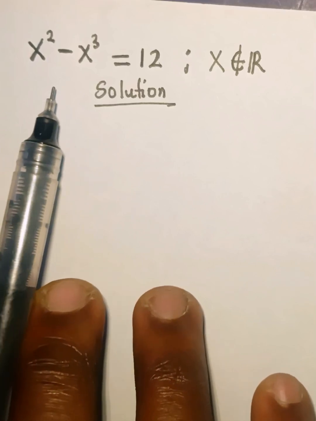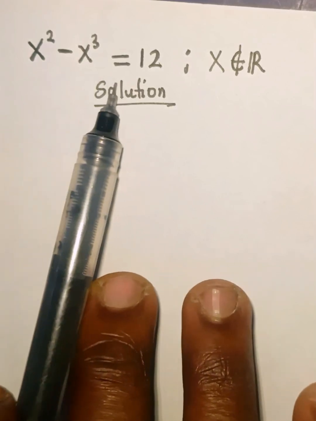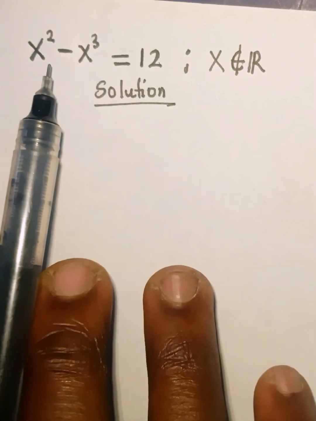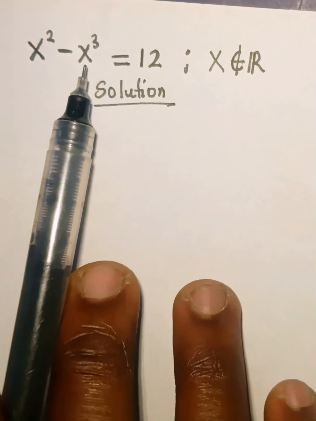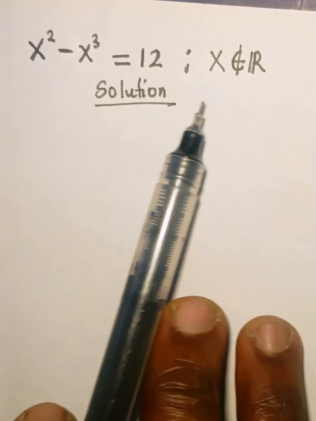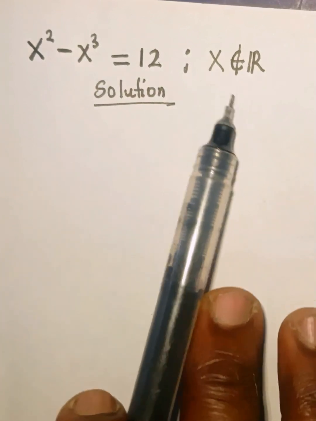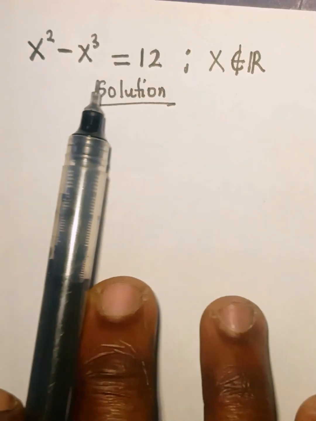Yeah, welcome back again. We're going to solve for the value of x from this cubic equation. The given equation is x to power 2 minus x to power 3 is equal to 12. Our interest is to solve for only the real number that will satisfy this equation.